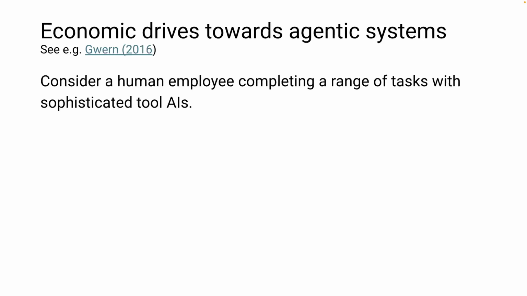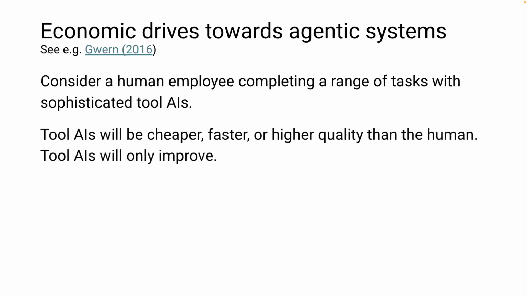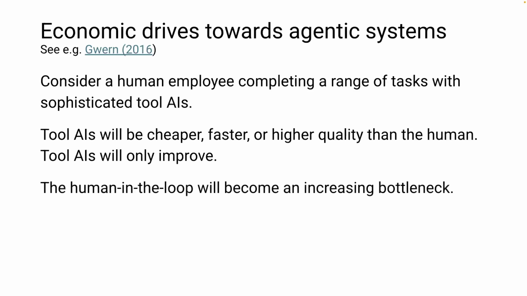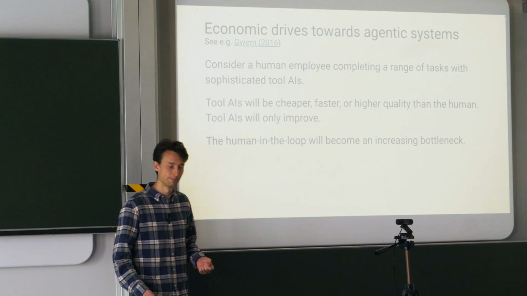You might have a human employee that completes a range of tasks with pretty sophisticated tool AIs. Because the human is using them, they must be cheaper, faster, or higher quality than the human at the specific tasks they do, and they're only going to improve as technology progresses. So having the human orchestrating these tools is going to become an increasing bottleneck to the output of the system as these tools become faster.